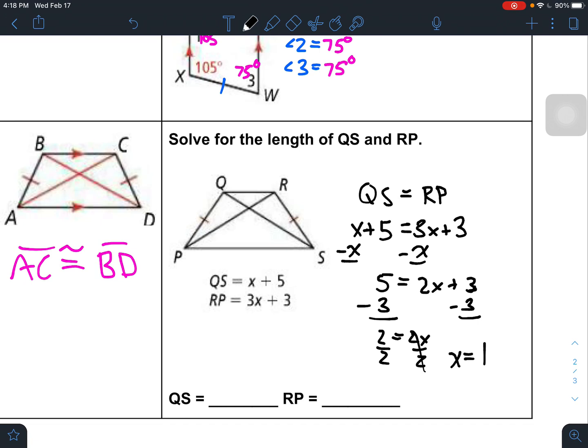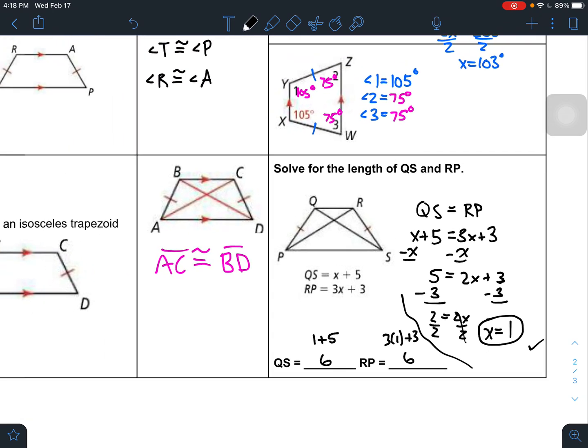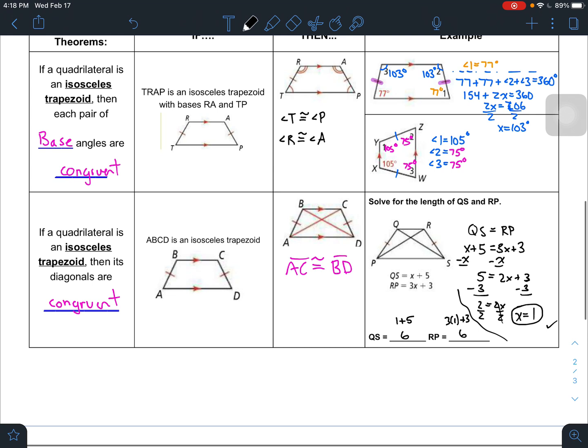But let's make sure that this is correct, right? Just because there's a variable solved for in this problem, we want to make sure that this is actually correct. So I'm going to substitute this back into my problem here. 1 plus 5 would give us 6. And the other one should be congruent as well. We would have 3 times 1, which is 3, plus 3 more, and that will give us 6. So I know that x equals 1 is a good solution. They should be congruent. That was our second theorem of trapezoids.